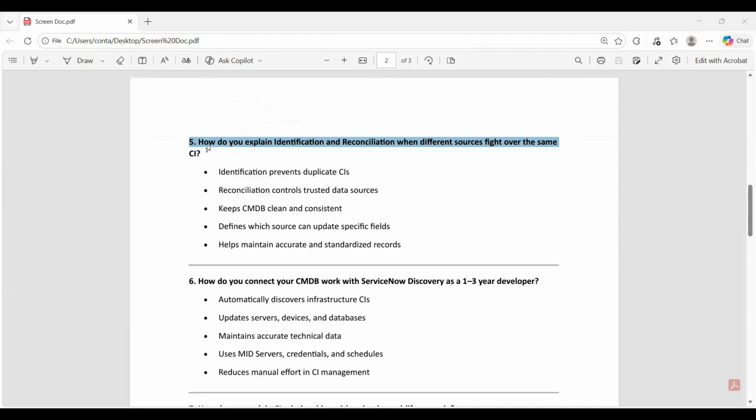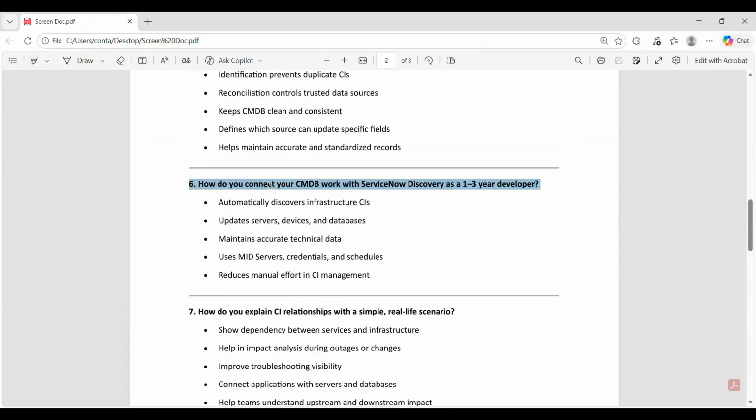Okay. So now let's move to the sixth question. How do you connect your CMDB work with ServiceNow discovery as a 1 to 3 year developer? Okay. So I told you already, discovery is one of the sources, right? So discovery acts like an automation engine for CMDB. It automatically scans infrastructure and updates the technical CIs such as servers, databases, storage devices, and network components within the CMDB, okay, on a regular basis.